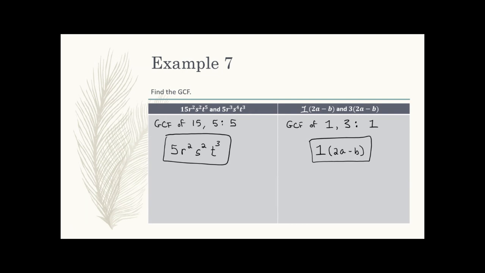Any questions on either of these two? Okay.